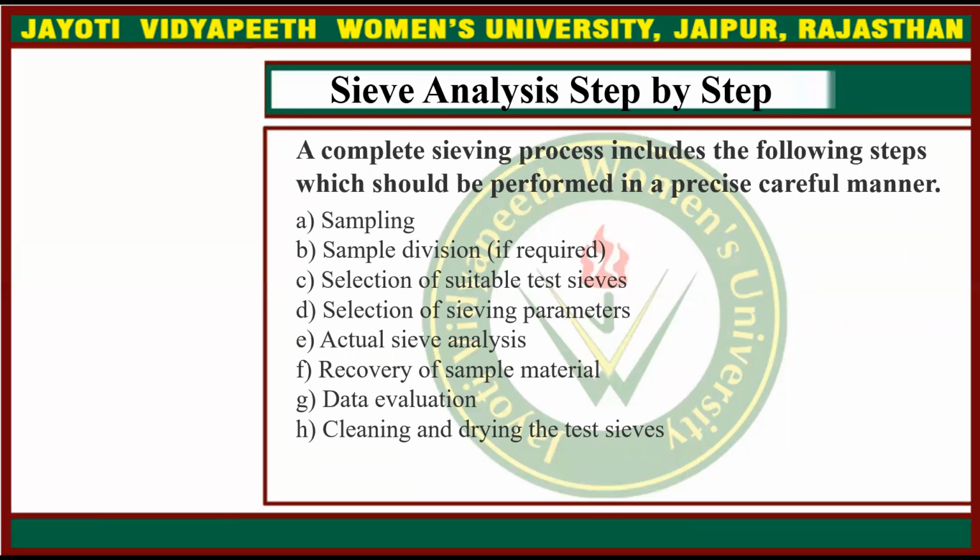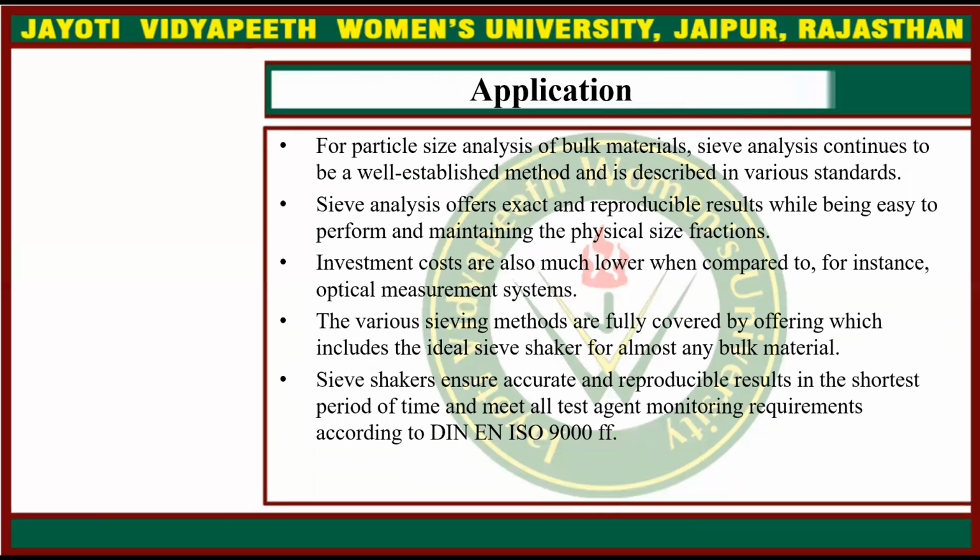Then sieving analysis step by step. A complete sieving process includes the following steps, which should be performed in a precise, careful manner. First of all, there is sampling, then division of the samples, then selection of suitable test sieves depending upon the size of the apertures, then selection of the sieving parameters, actual sieve analysis, recovery of the sample material, data evaluation, and cleaning and drying of the test sieves.